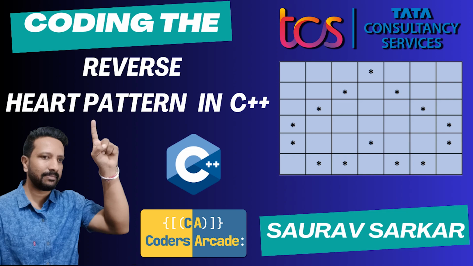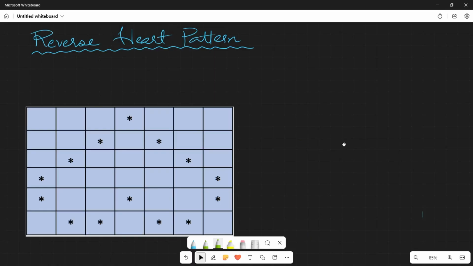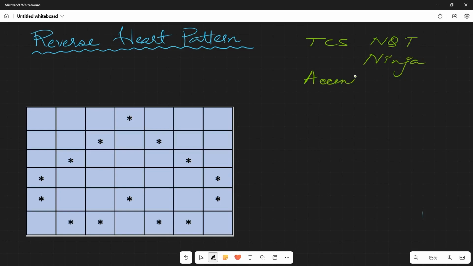Okay, I'll be going to my whiteboard now and let's start. So you can see here, this is the pattern, the reverse heart pattern. And guys, as I said, it has been very frequently asked in the TCS NQT and also in the TCS Ninja, and sometimes even Accenture has asked this question. Okay, so it is a really important question, but it is practically easy if you understand the logic behind it. Okay, so we'll try to focus on that and let's see what we have here.